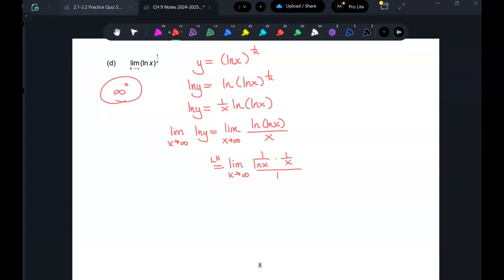Here, this one's pretty straightforward. One over x times x, so we get 0.